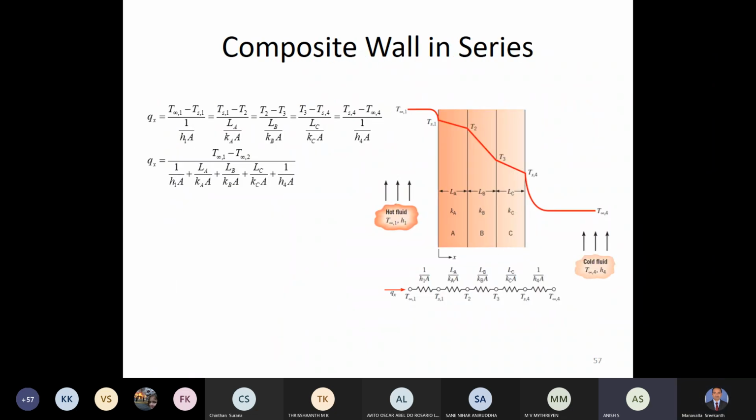Okay. Now let us take the case of the composite wall in series. If we have three walls, in this case only three are considered, three solid walls, and there is a convection environment on the left side or inside and a convection environment on the right side. Therefore, if such is the case, how to treat this?